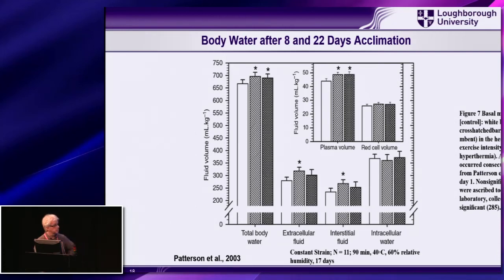What we see here is total body water. This is a constant strain, 90 minutes, 40 degrees Celsius, 6% relative humidity, with a 70 days acclimation protocol, and they measured at 8 days, so that's these bars, and at 22 days. You see a significant increase in total body water, a significant increase in plasma volume, and for the moment, no change in red cell volume, that I'll come back to later. So this increase in plasma volume would give you a higher cardiovascular stability and would be very important for your performance in the heat.